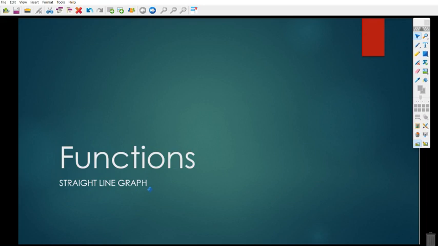Alright, straight line graph. So this is just revision from last year, so most of you should already know what this is. But let's just revise some of the stuff from straight lines from last year. Firstly, just look at the name, straight line. What do you think we're going to be drawing? A straight line. Wow, isn't that just lovely?